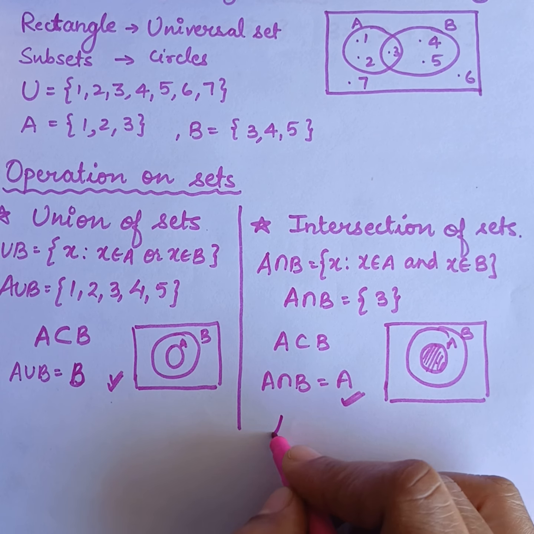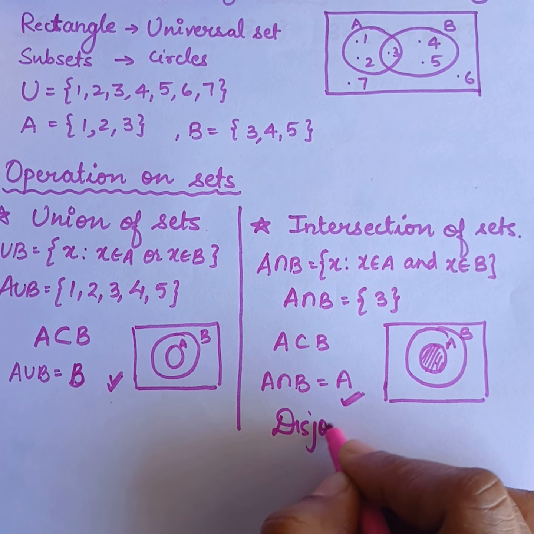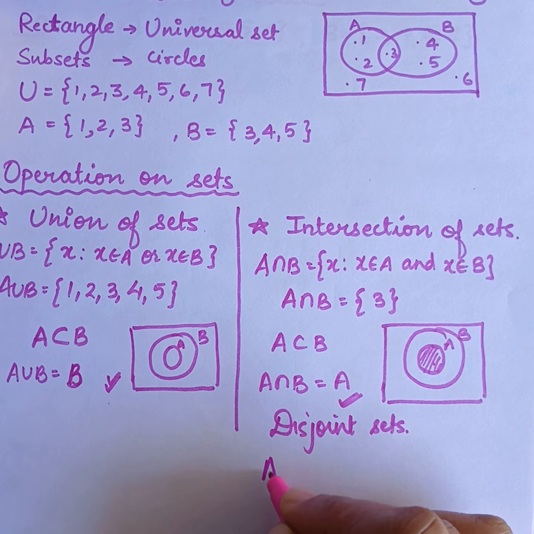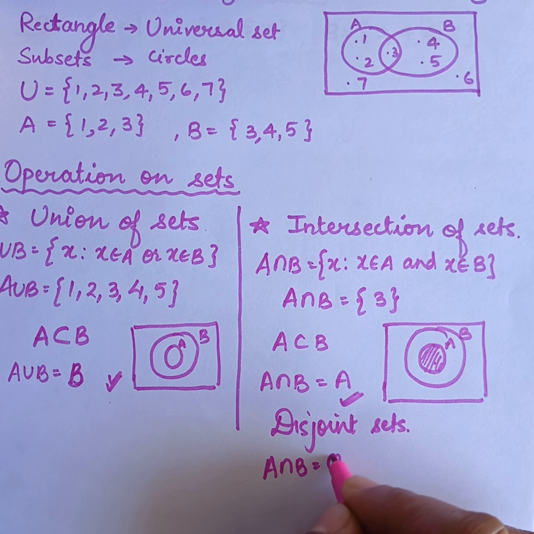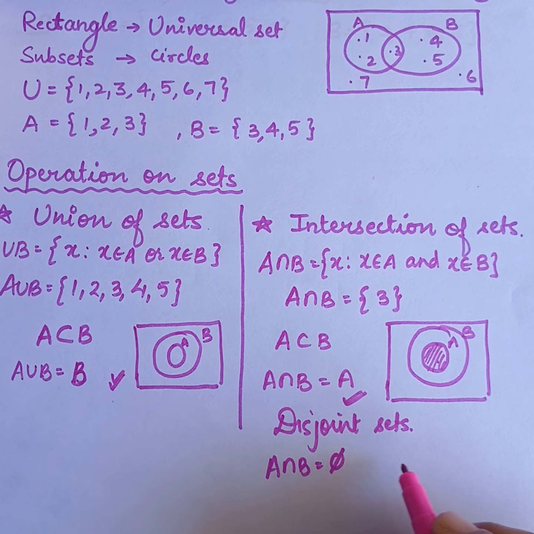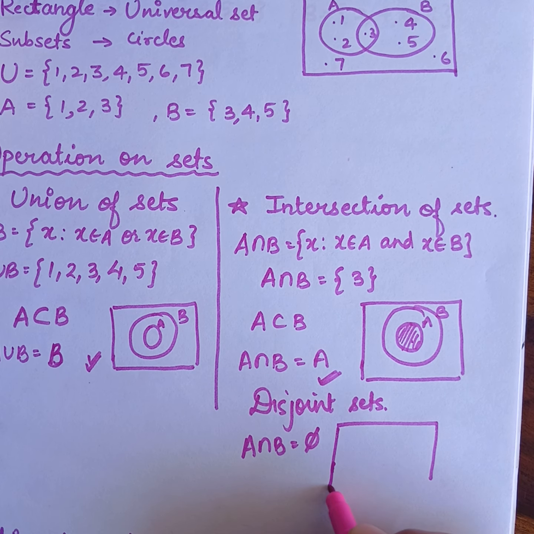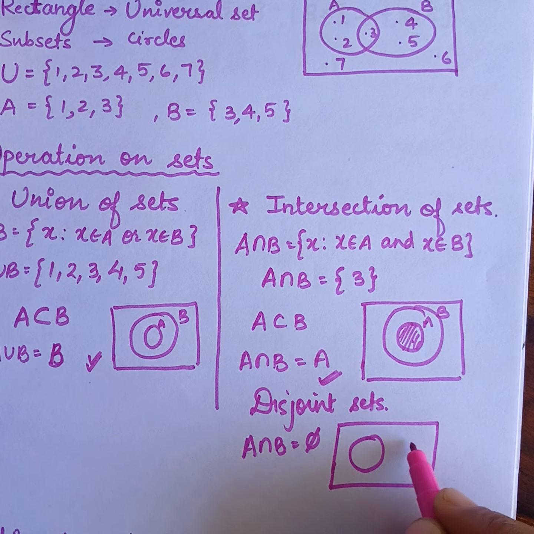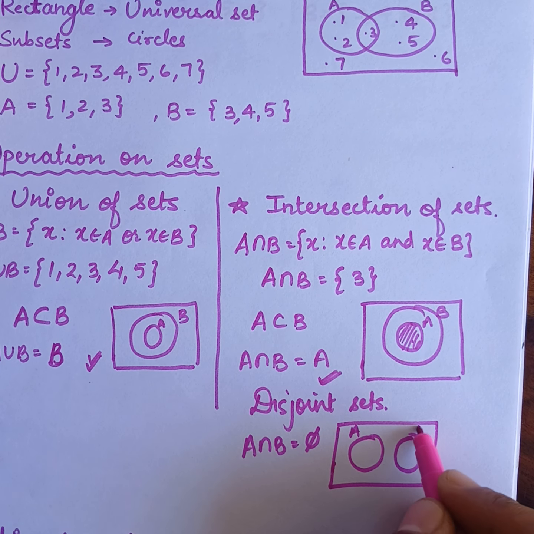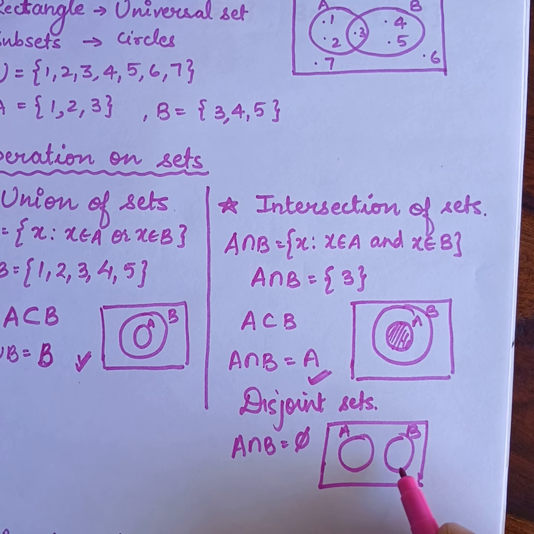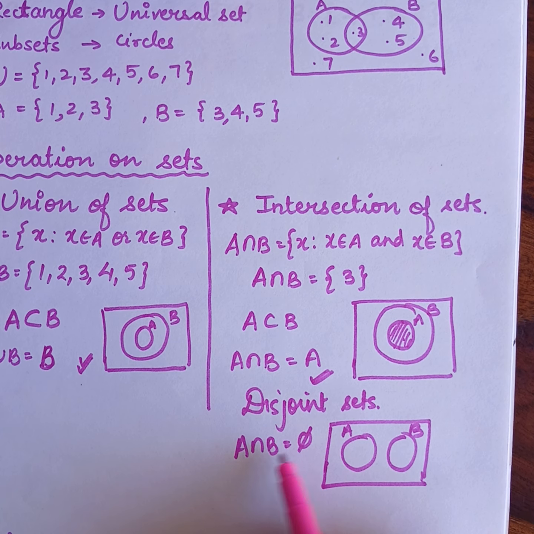And one more thing we have here, disjoint sets. What do we mean by disjoint sets? Disjoint sets are when the intersection of two sets is phi, the empty set. Like this. If I have this universal set and this is A and this is B, these sets are disjoint sets. There is nothing common in A and B. So their intersection is phi.